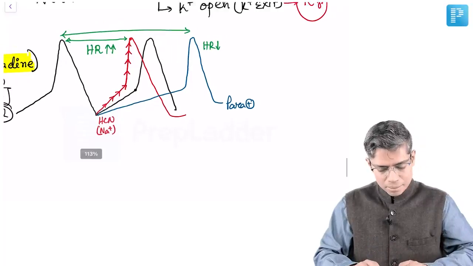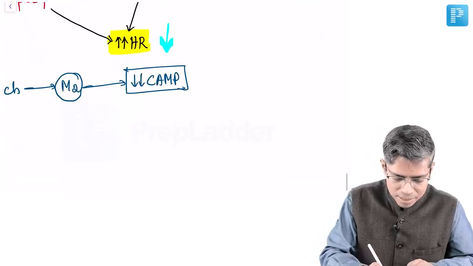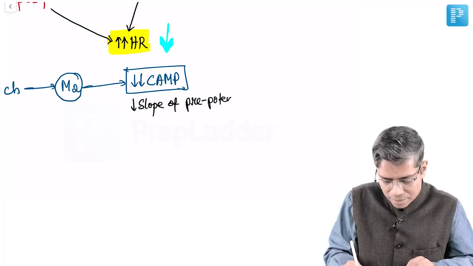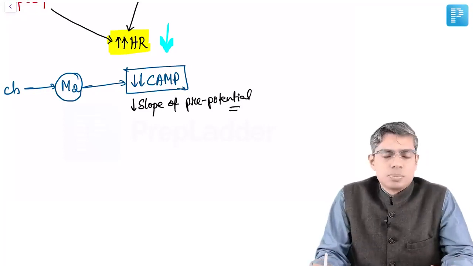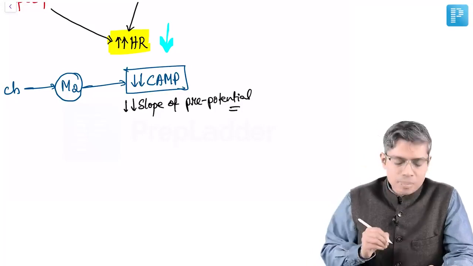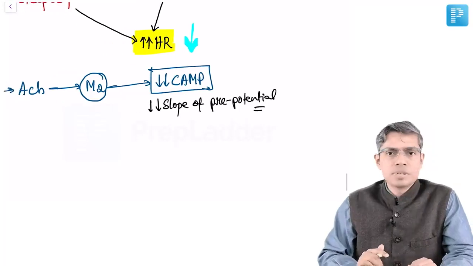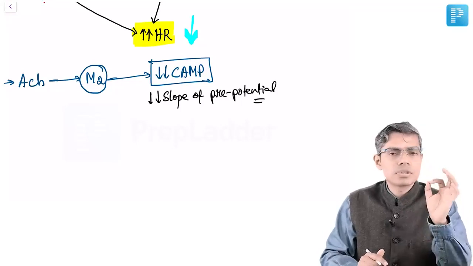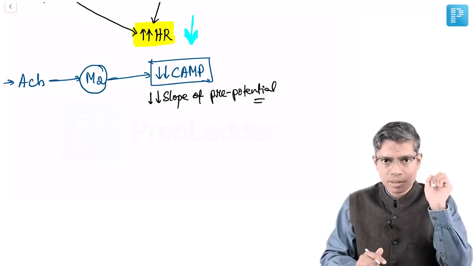So I can write down that acetylcholine or parasympathetic stimulation decreases the slope of the prepotential phase of your nodal tissue potential, right? Not only that, another thing you have to remember: this M2 receptor is a G protein coupled receptor. We know the G protein is composed of alpha, beta, gamma subunits. Three subunits are there. It will be discussed in endocrine physiology.